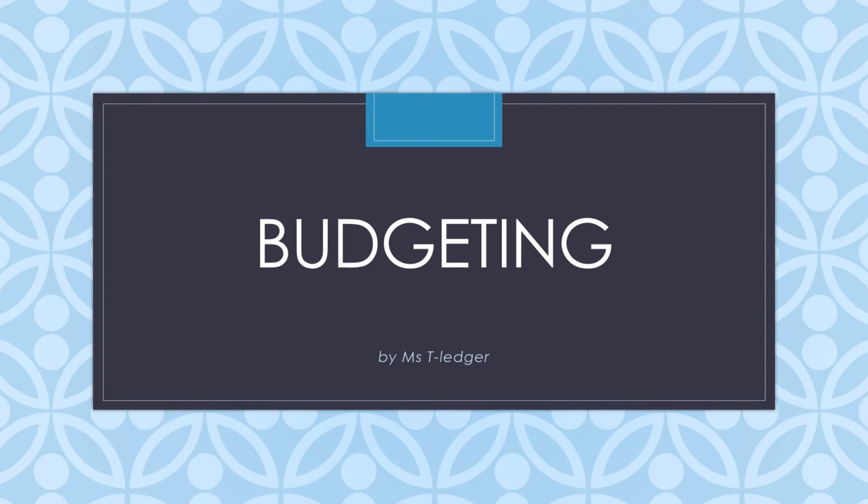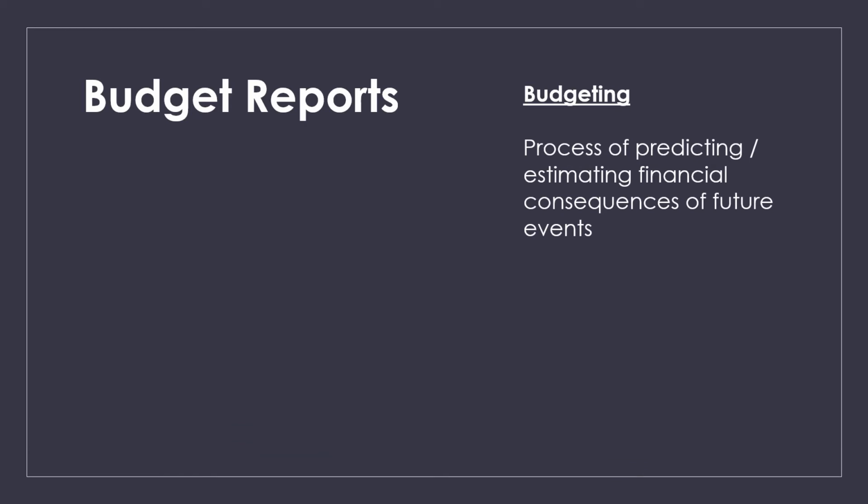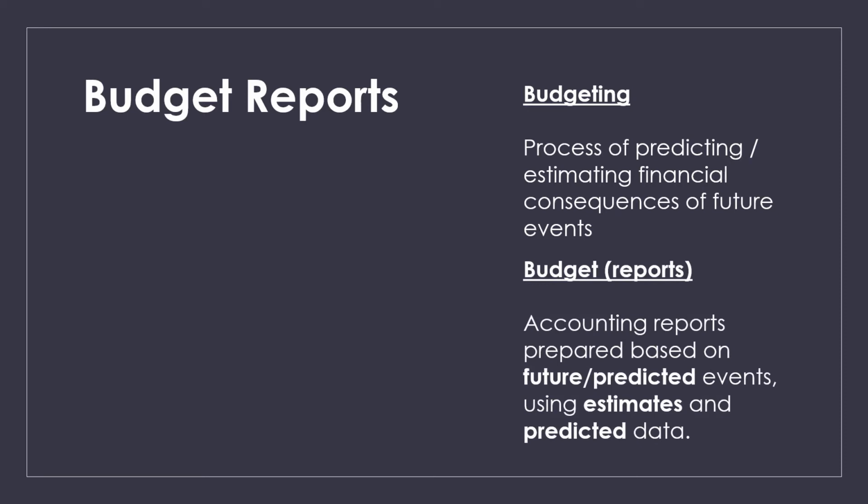In this video, we're going to look at budgeting. Budgeting is the process of predicting or estimating financial consequences of future events. Budget reports are accounting reports prepared based on future or predicted events using estimates and predicted data.